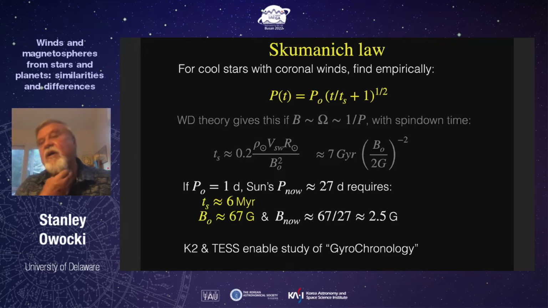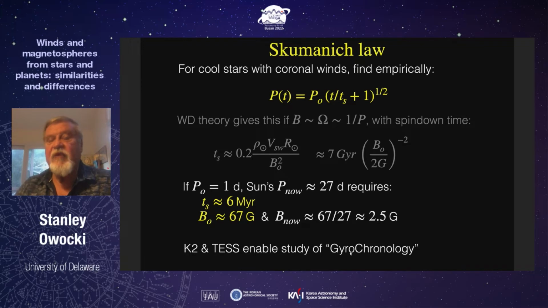And so if we now plug in, suppose the sun had an initial rotation of only 1 day instead of 27, then if you work it out, the spin down time would have been quite short, only a few million years, about 6 million years. And the magnetic field would have had to be about 27 times bigger than it is today, about 67 Gauss.